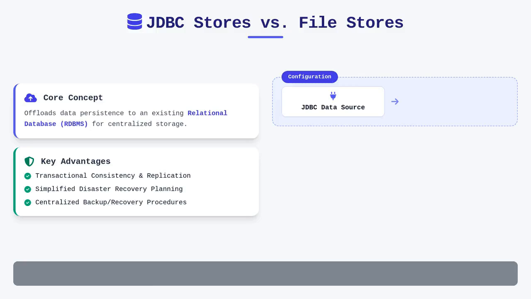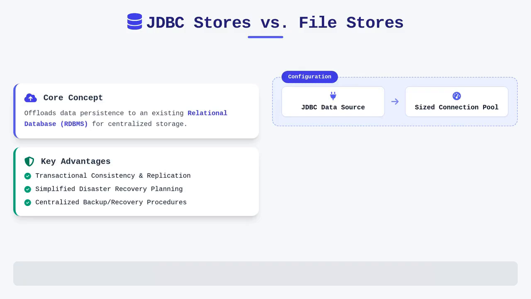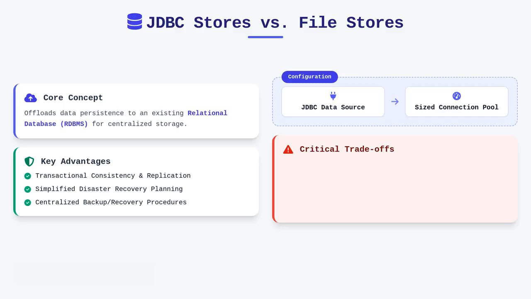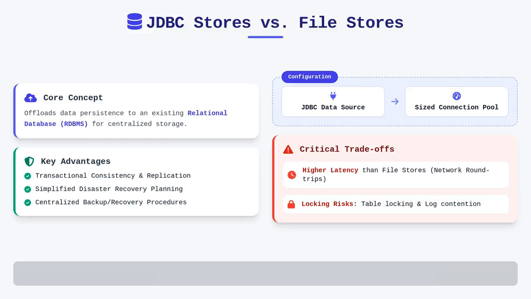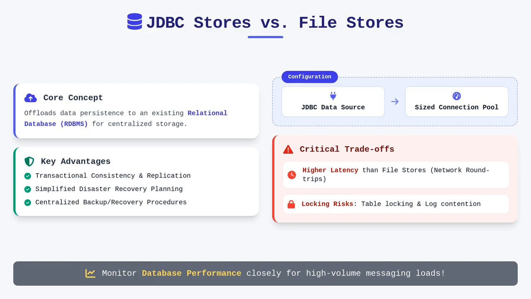Configuring a JDBC store requires an existing JDBC data source that enables the server to communicate with the target database, and you must verify that the connection pool is appropriately sized to handle the additional messaging traffic load. Keep in mind that while JDBC stores offer more flexibility for backup management, they will almost always introduce more latency than a well-tuned local file store due to the overhead of network round trips and database-level locking mechanisms. You should monitor the database performance closely when employing this method, especially if your application generates a high volume of persistent messages that could lead to table locking or transaction log contention within the database engine itself.